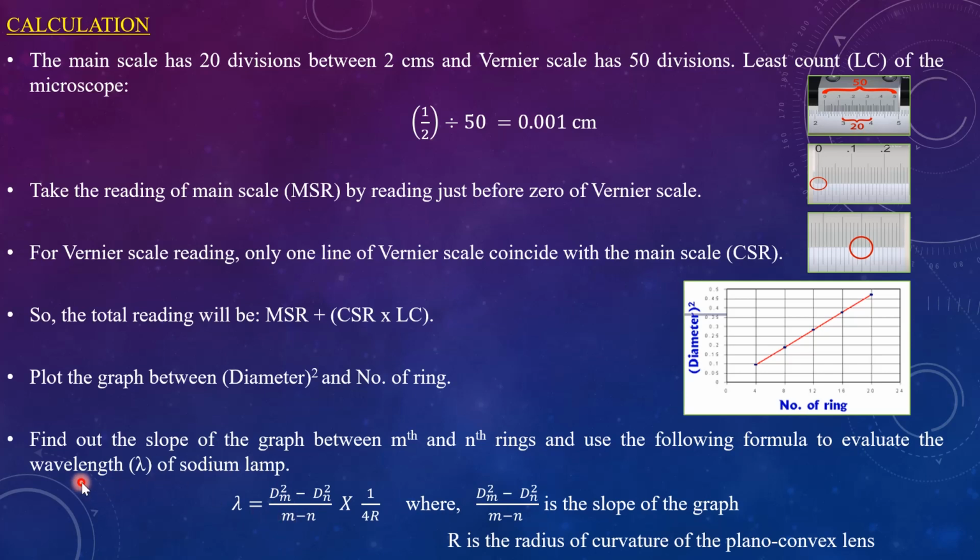Then we can calculate the wavelength of the sodium lamp by using this formula, which is the slope multiplied by 1 upon 4R, where R is the radius of curvature of the plano convex lens. So this is how we can calculate the wavelength of the sodium lamp by using Newton's ring. Thank you.